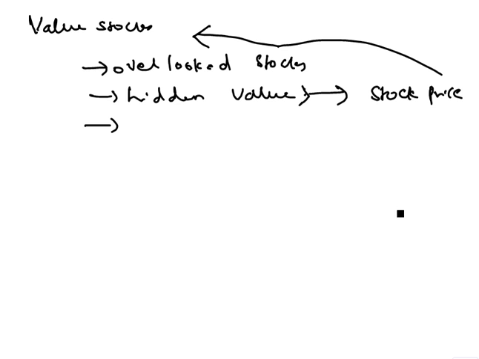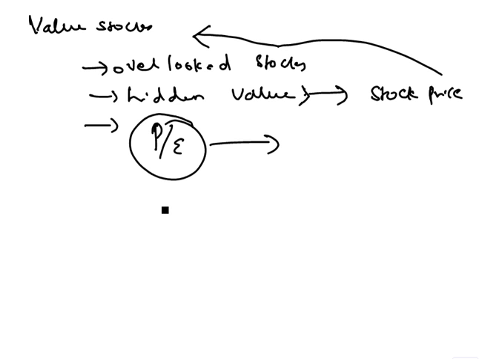So value investors look to buy stocks that are undervalued and then hold those stocks till the rest of the market realizes the real value of the company's assets, and then they sell off those stocks. So this is the value of the stocks. Mostly the P/E ratio will be very low at the initial stage. Later it becomes high.